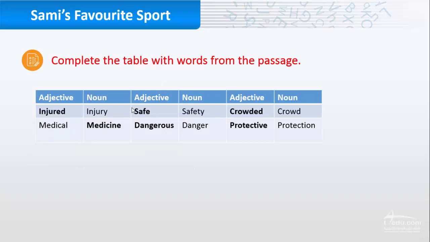Now I want you to complete the table with words from the passage. For example, we have the adjective injured, the noun is injury. Medical, it's medicine. Adjective safe, it's the noun safety. Dangerous, danger. The adjective crowded is crowd, and protective is protection. So see, sometimes some words you can derive from the adjectives to noun, okay?